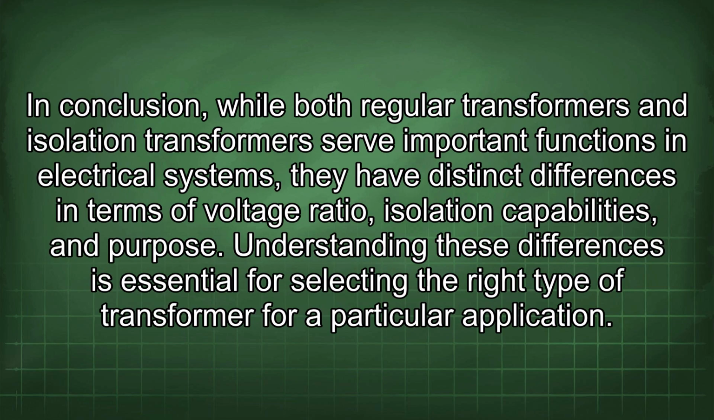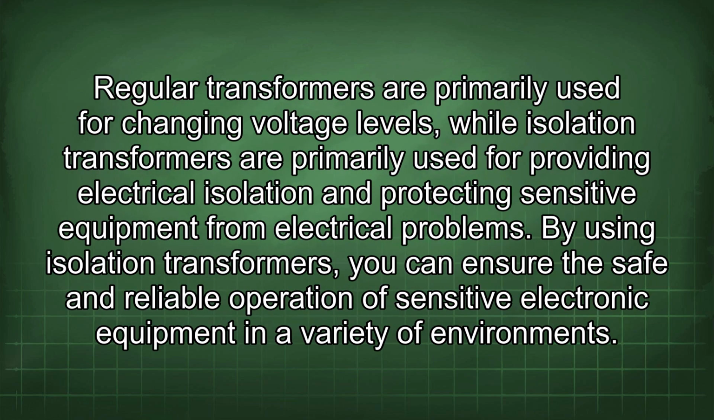In conclusion, while both regular transformers and isolation transformers serve important functions in electrical systems, they have distinct differences in terms of voltage ratio, isolation capabilities, and purpose. Understanding these differences is essential for selecting the right type of transformer for a particular application. Regular transformers are primarily used for changing voltage levels, while isolation transformers are primarily used for providing electrical isolation and protecting sensitive equipment from electrical problems. By using isolation transformers, you can ensure the safe and reliable operation of sensitive electronic equipment in a variety of environments.